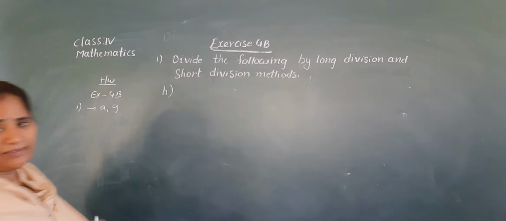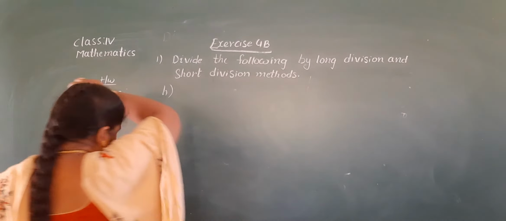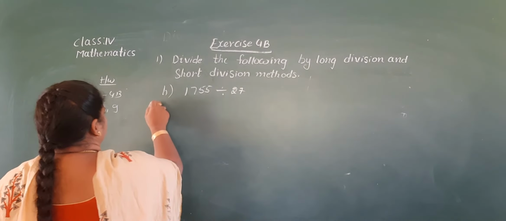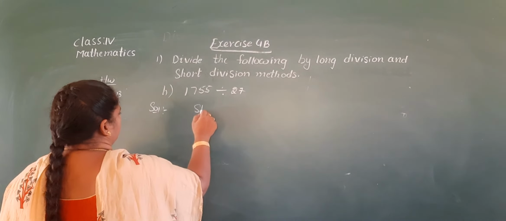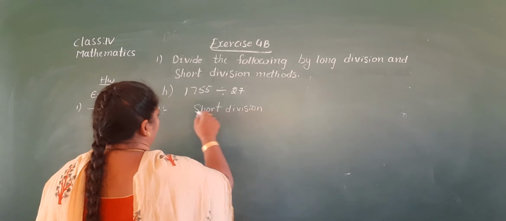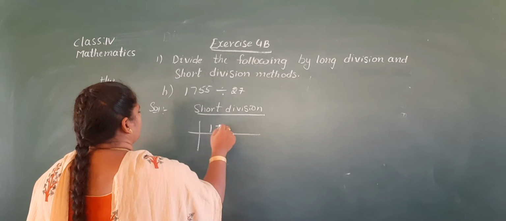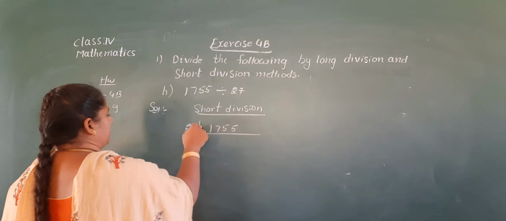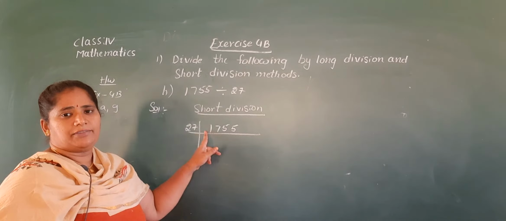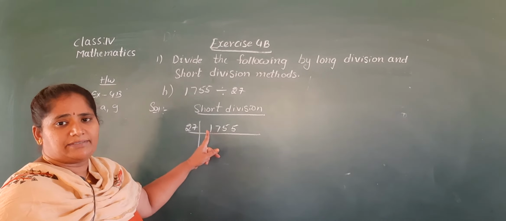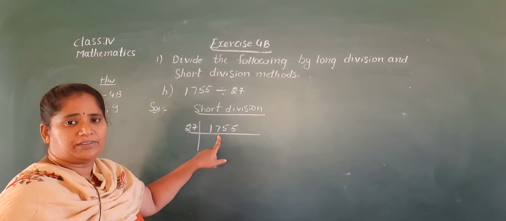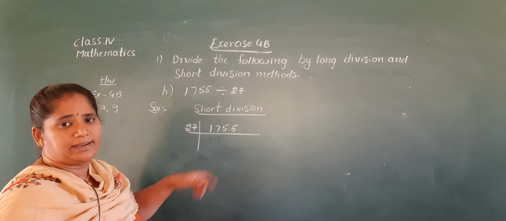So 1755 divided by 27. Short division. So here the divisor has 2 digits. First you divide 2 digits, 17, but 17 is not divisible by 27, so you take 3 digits, 175. So which one is the nearest number to 175?